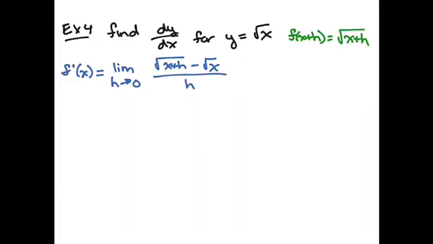If we direct substitute h in here, I'll get 0 over 0, which we can't have, so we have to manipulate it. And we saw in an earlier lesson that when we're trying to manipulate square roots, we multiply by the conjugate. And the conjugate of the square root of x plus h minus the square root of x is the square root of x plus h plus the square root of x.